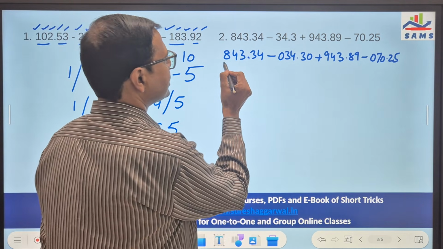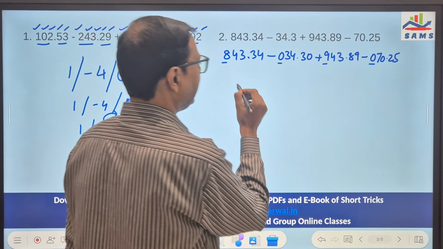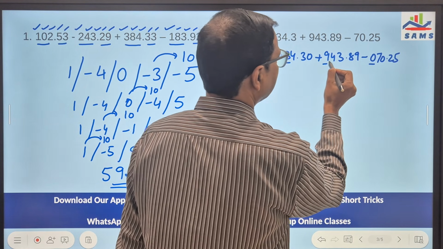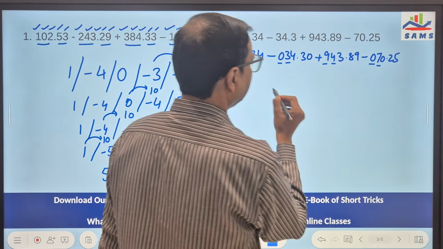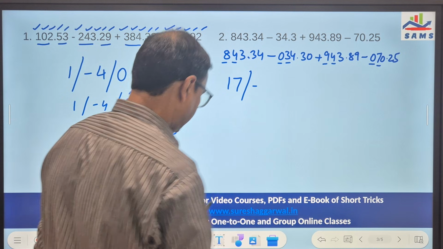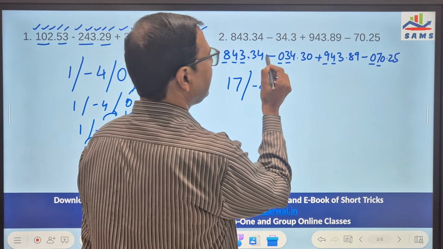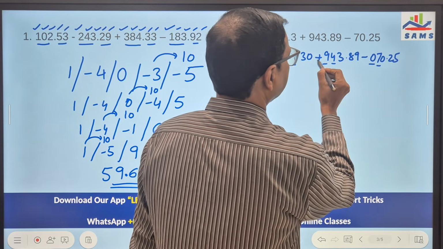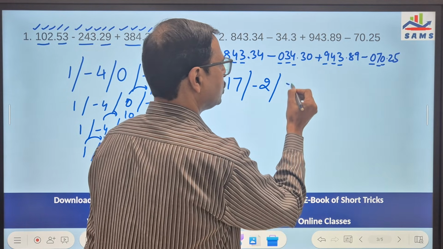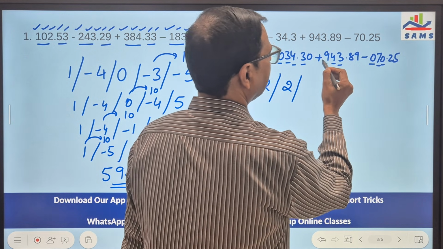Let's start. First digit 8, 8 plus 9, 17. And 17 only. Next 4 minus 3, 1, 1 plus 4, 5, 5 minus 7, minus 2. I need to write a 2 here. So let's get rid of this and write it 2, minus 2. Then the third one, 3 minus 4, minus 1. Minus 1 plus 3 is 2. 2 minus 0 is 2 itself. And then 3 minus 3, 0.